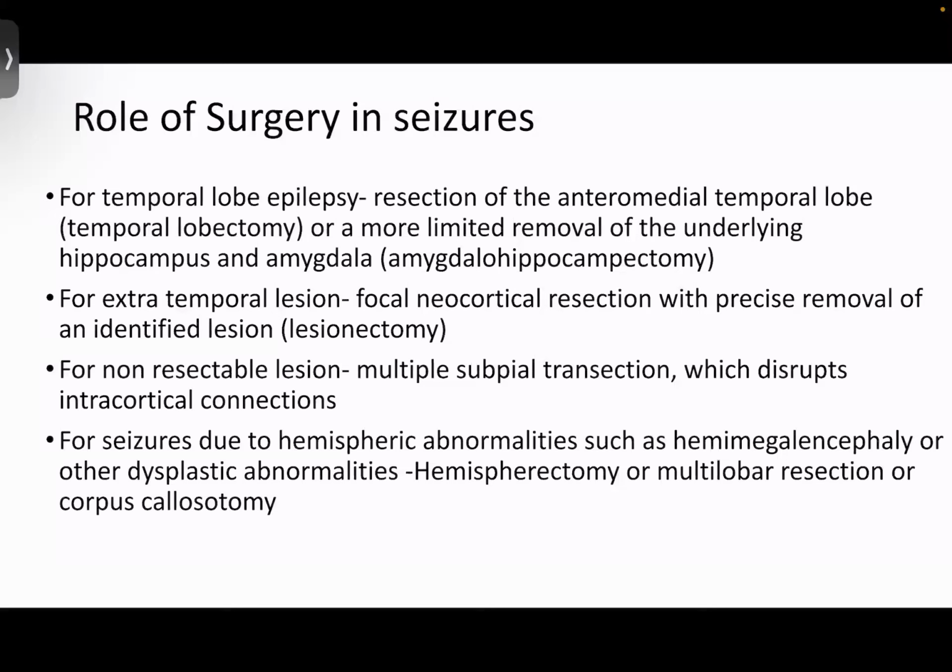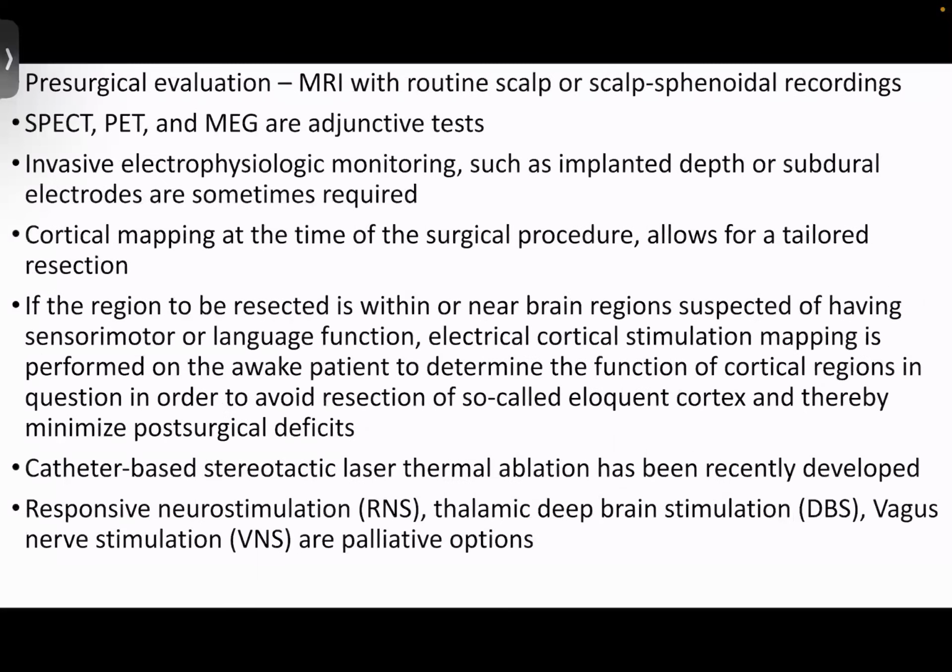Again, if the lesion is non-resectable, multiple subpial transection, which can disrupt the intracortical connections, can be tried. For seizures due to hemispheric abnormality, for example hemimegalencephaly or other dysplastic abnormalities, hemispherectomy, multilobar resection or corpus callosotomy can be tried. But again, this comes with its morbidity.